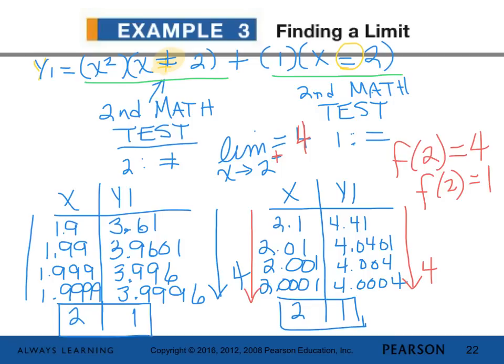But keep in mind, we're only looking at the limit as x approaches 2, not where it is equal to 2. So it doesn't matter about this. It's only approaching. It isn't equaling. So just remember that that can happen.